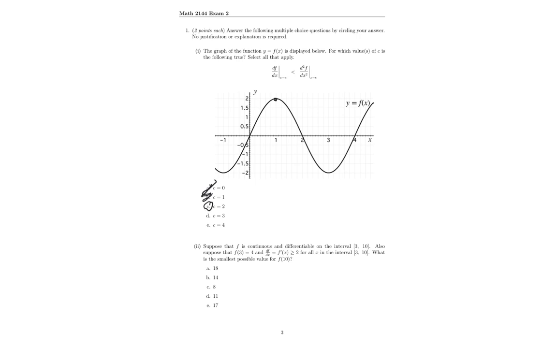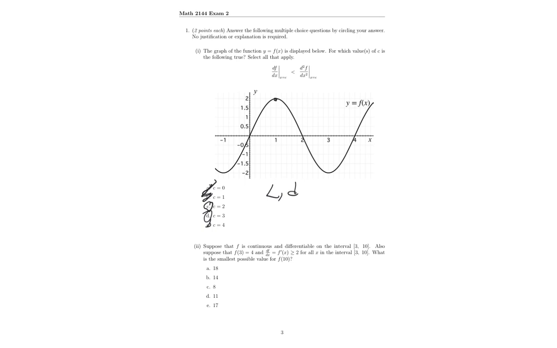For c equals 3, the first derivative is 0, but the concavity is positive because it's concave up. So 0 is less than the positive number. For c equals 4, we throw it out for the same reason we did 0. So the answers are c and d, as I just explained.